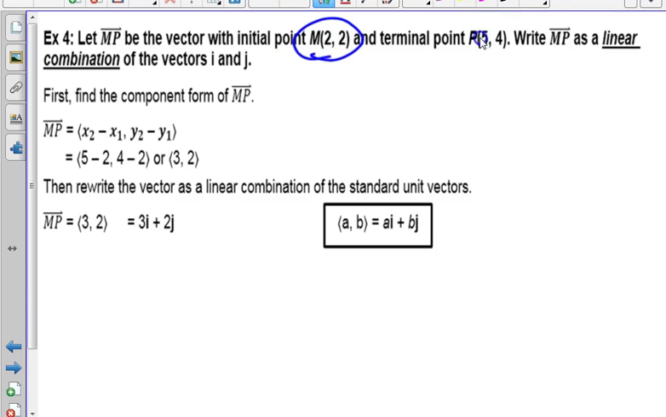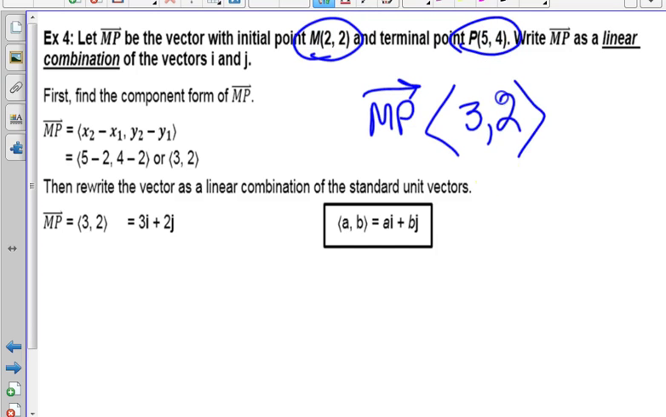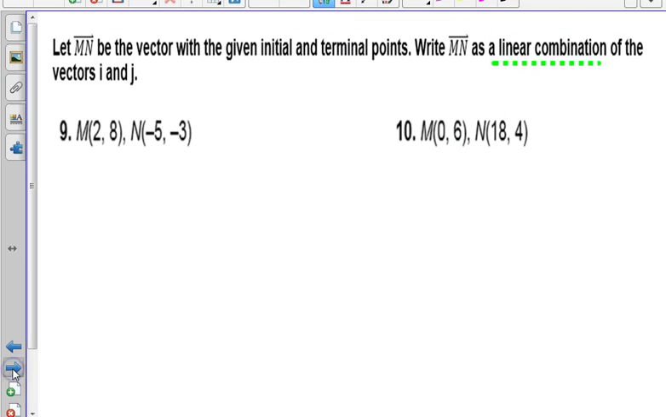All right, so here's their question. 2, 2, and 5, 4. If we wanted to go from M to P, we go from 2 to 5 is +3. From 2 to 4 is +2. So if we wanted to write that as an ij or linear combination vector, we'd write 3i plus 2j. Easy peasy. Okay, let's do these two. Do you remember how it went?